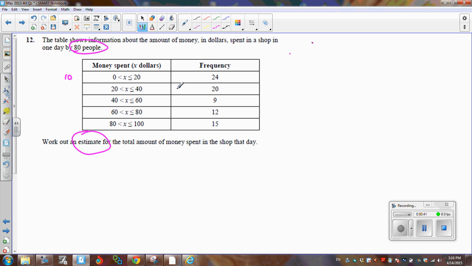And we'll assume that each of these 20 people spent about $30. Each of these 9 people spent about $50. 12 is going to give us $70 per person, 15 between 80 and 100, which is $90.